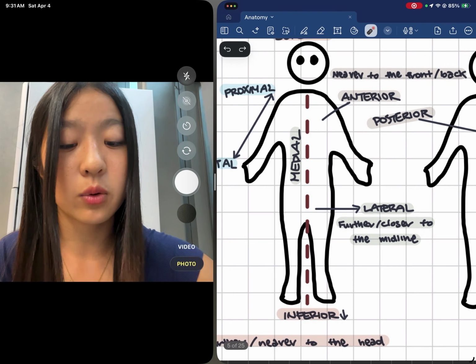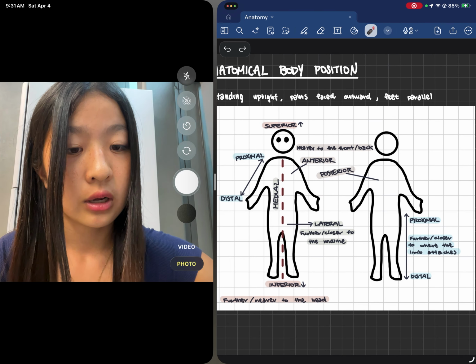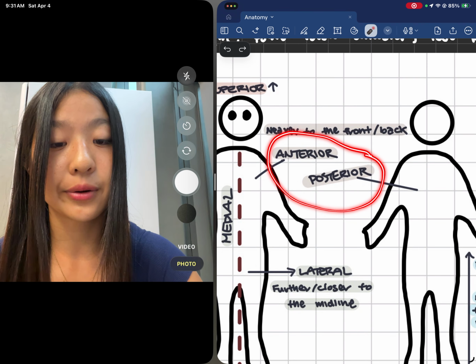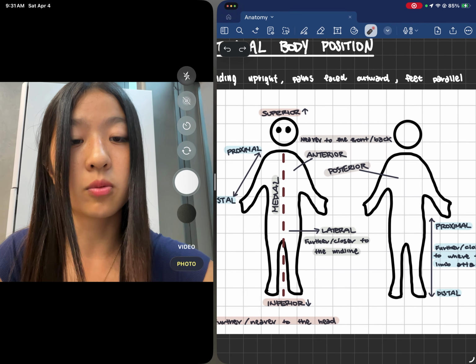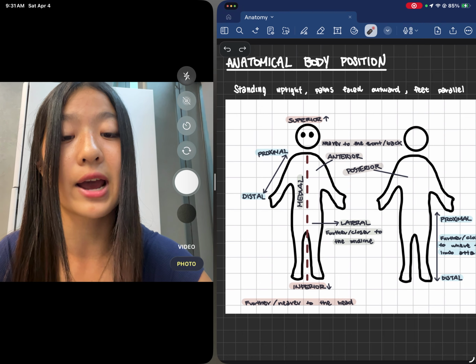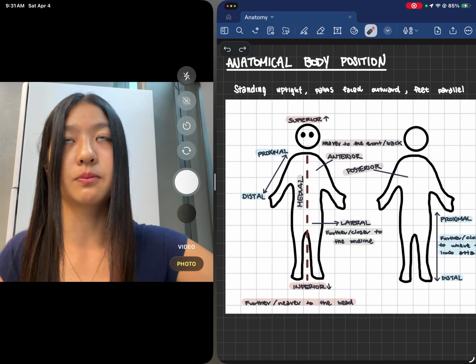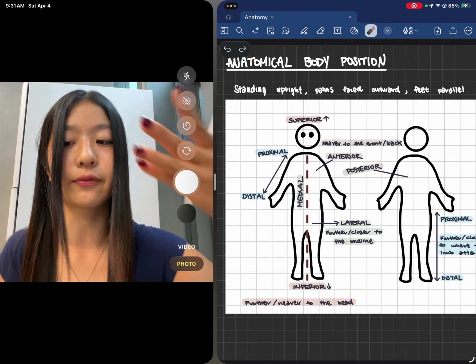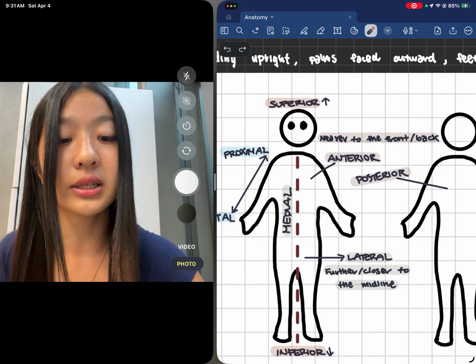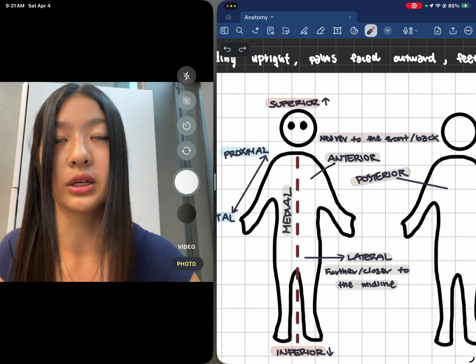Okay, and then we have anterior and posterior. So in the anatomical body position, because we are standing upright and we're facing straight ahead, this separates our body into two clear dimensions, the front and the back. Anterior means closer to the front, and posterior means closer to the back.